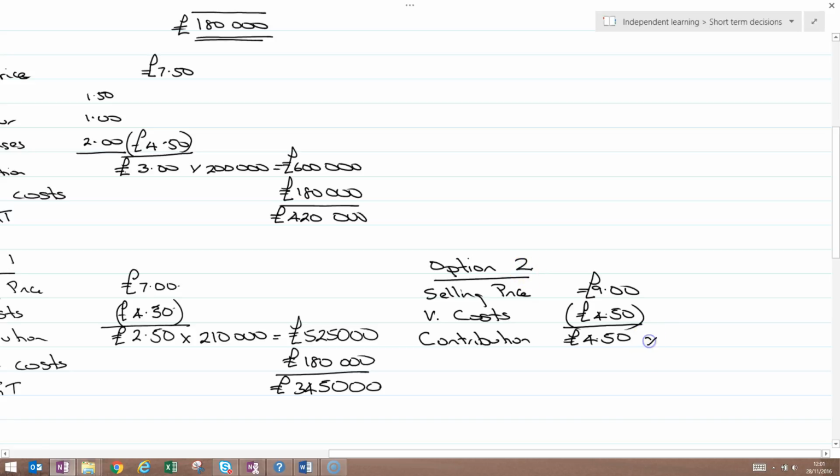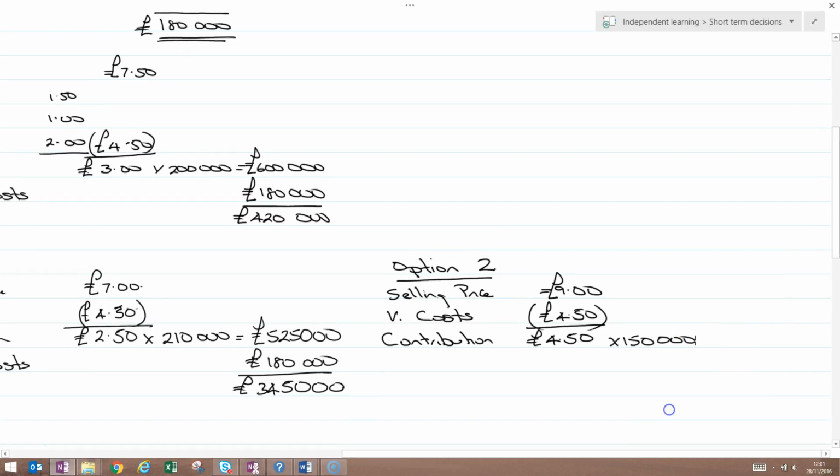So our total contribution, £4.50 times 150,000, which gives us £675,000 in contribution. We need to know the profit figure, so contribution minus fixed costs will give us the profit.